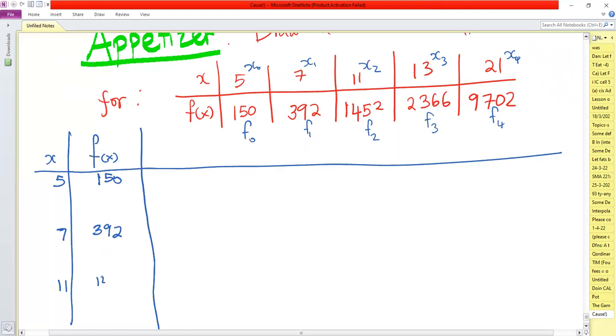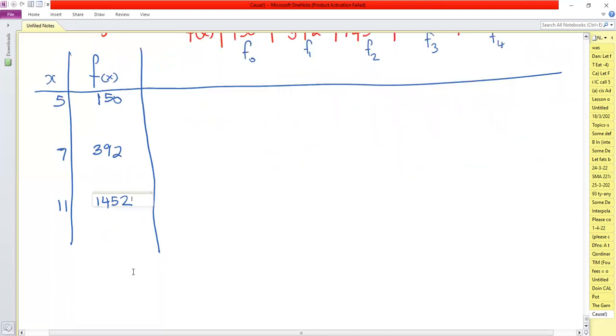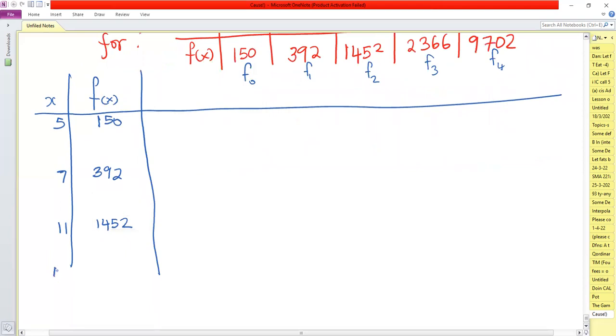Skip two lines, 11, and then 1452. Skip two lines, write 13. And then the value at 13 is 2366. Skip two lines and write 21. Value is 9702. So we are skipping two lines so that we can have enough space to define the quotients.